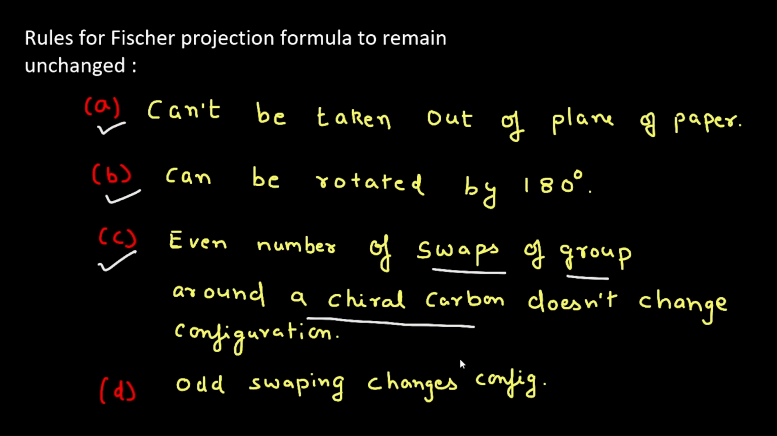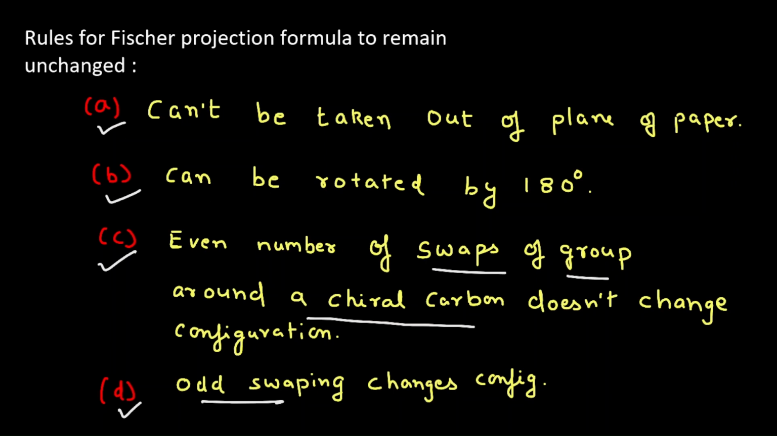However, if you swap groups an odd number of times, for example 1 time, 3 times, 5 times, it will change the configuration of that chiral carbon, and that should not happen if it has to represent the same compound, the same configuration.